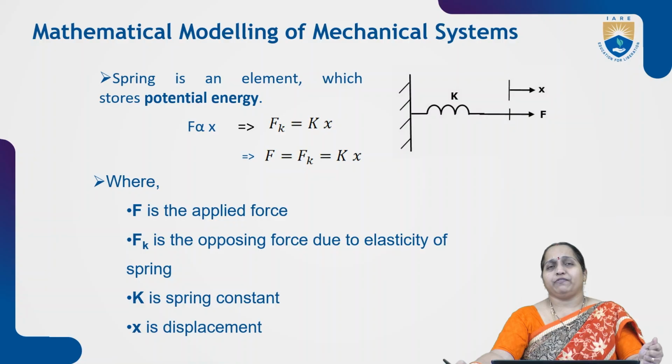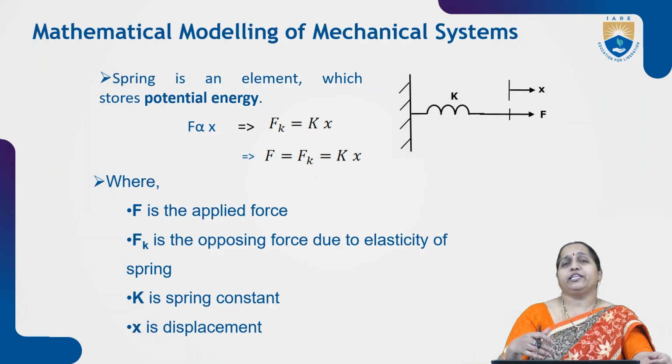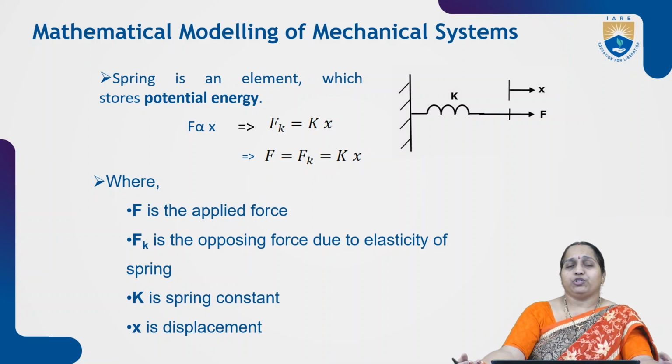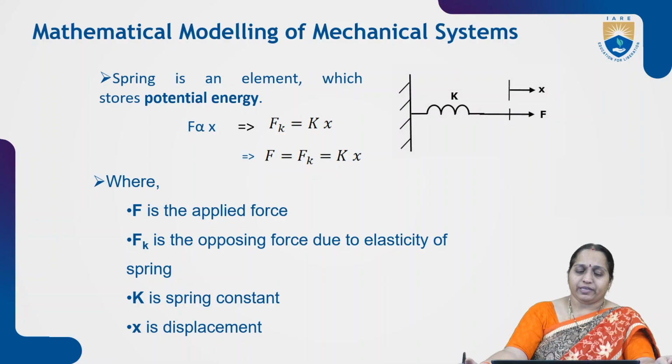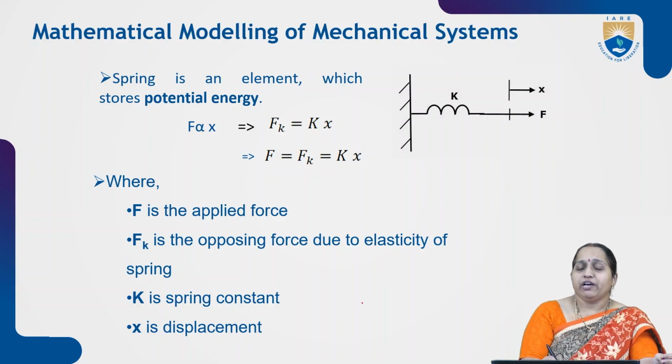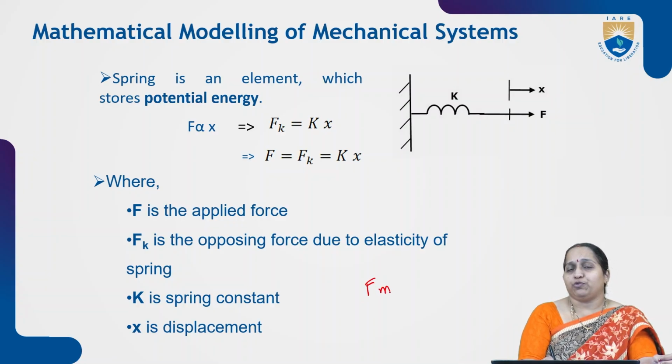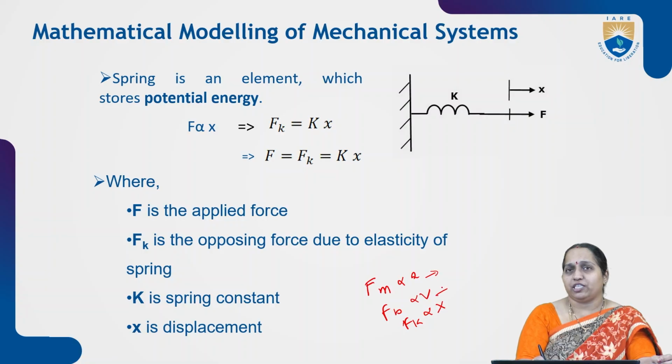So a spring is an element which stores potential energy, and the force associated with the spring is proportional to displacement. So F is equal to K times X. Here K is called the spring constant and X is displacement. As we see, for mass we write Fm is proportional to a, for dashpot Fb is proportional to v, and for spring we write Fk is proportional to x. Here a is d square x by dt square, v is dx by dt, and this is simply x.